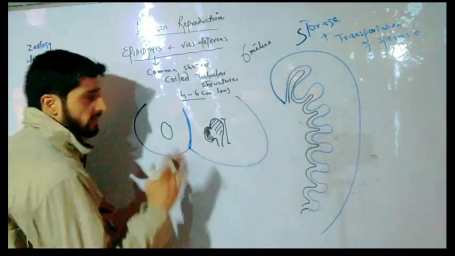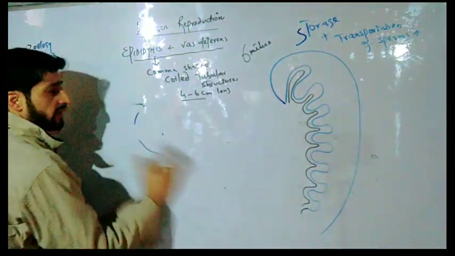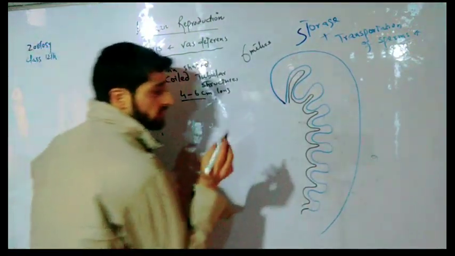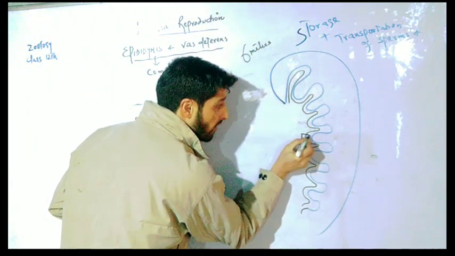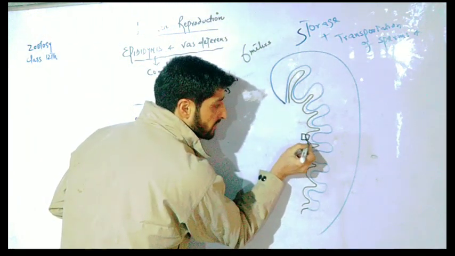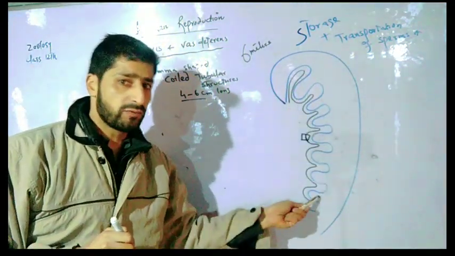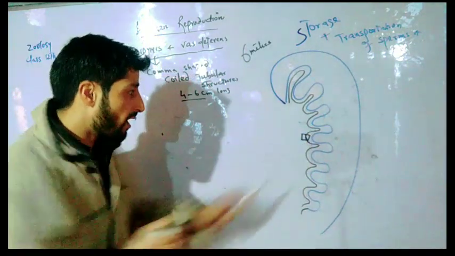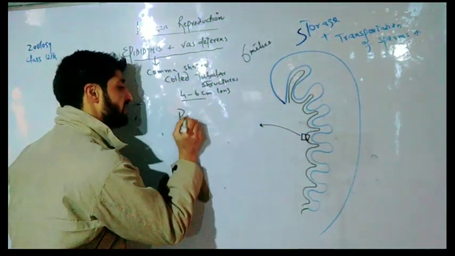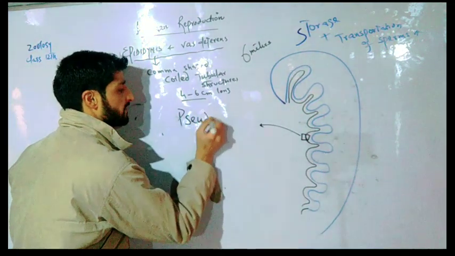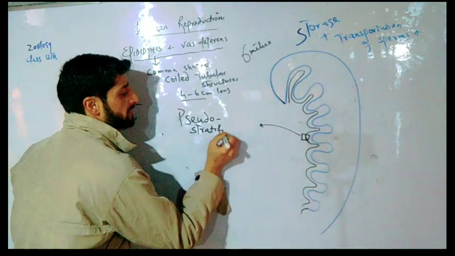Now, the first and foremost thing after introduction is, let us move to the wall of this epididymis. This is epididymis, a highly coiled tube. The wall of epididymis is actually made of pseudostratified epithelium.